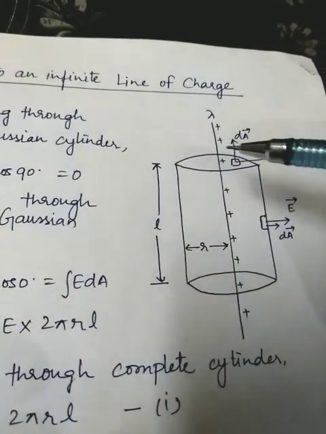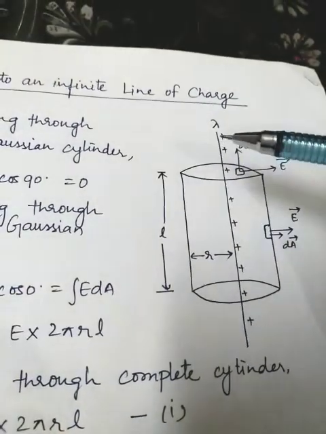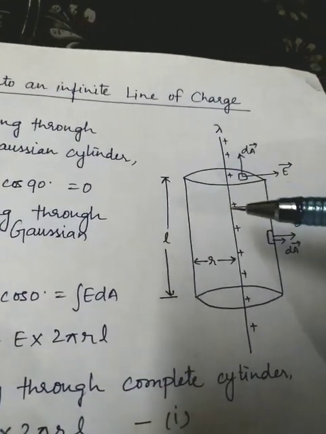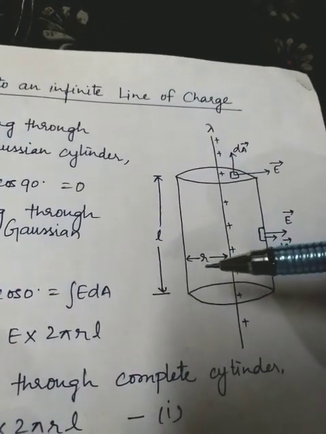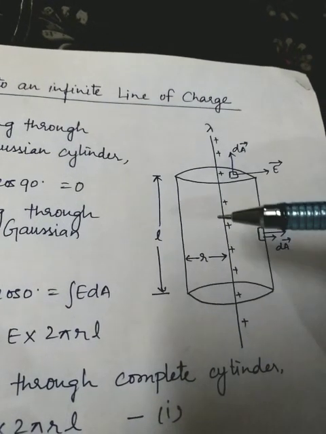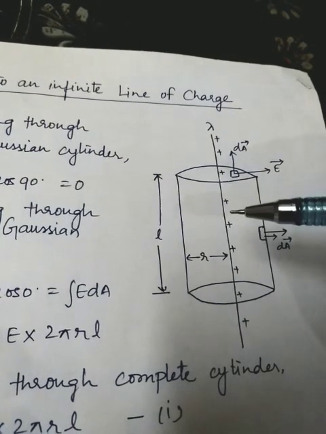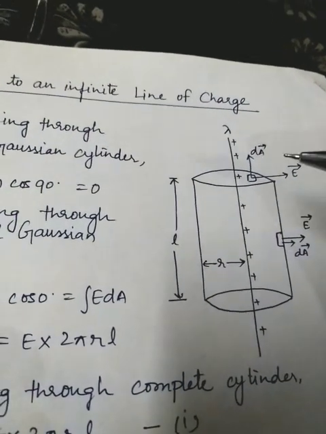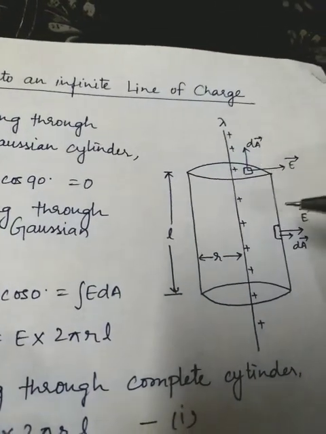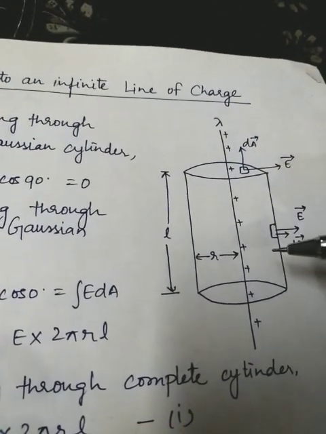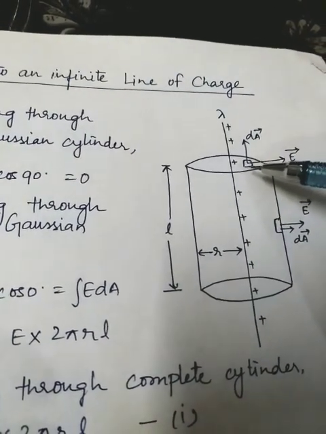means it is a hypothetical surface which is actually covering our line of charge, and this cylindrical Gaussian surface is of length L and radius r, and the line of charge is actually present at the axis of this cylindrical Gaussian surface. Now, for the Gaussian surface, there are two types of surfaces. First is flat surface and the other one is curved surface. At this flat surface, this is an elementary area.